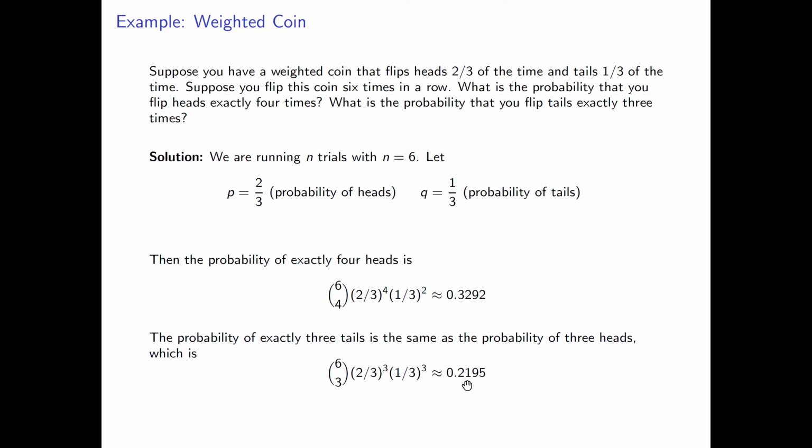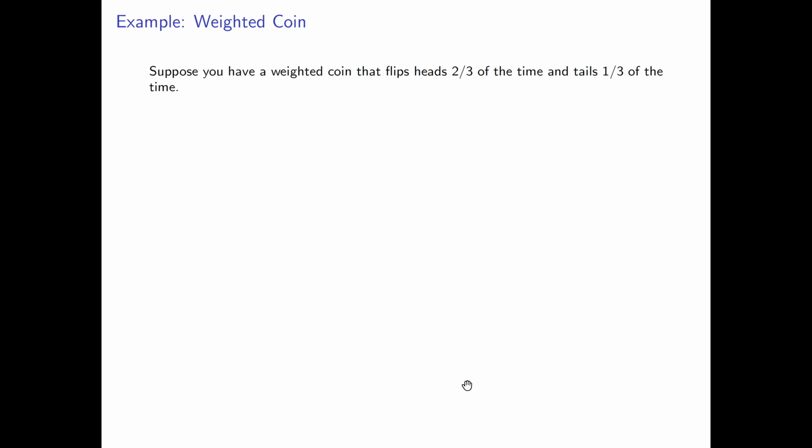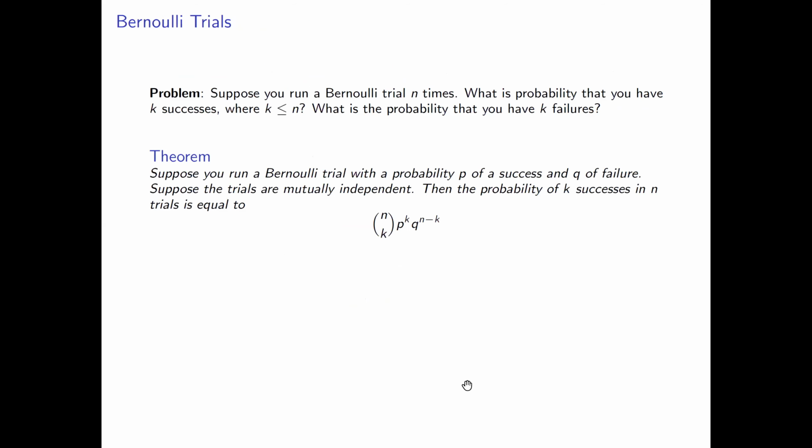Okay, so that's the main point that I wanted to make related to Bernoulli trials. Just a bit of terminology: the distribution that we're using here is usually called the binomial distribution. The binomial distribution assigns probabilities to having k successes in n trials in a Bernoulli trial setup.